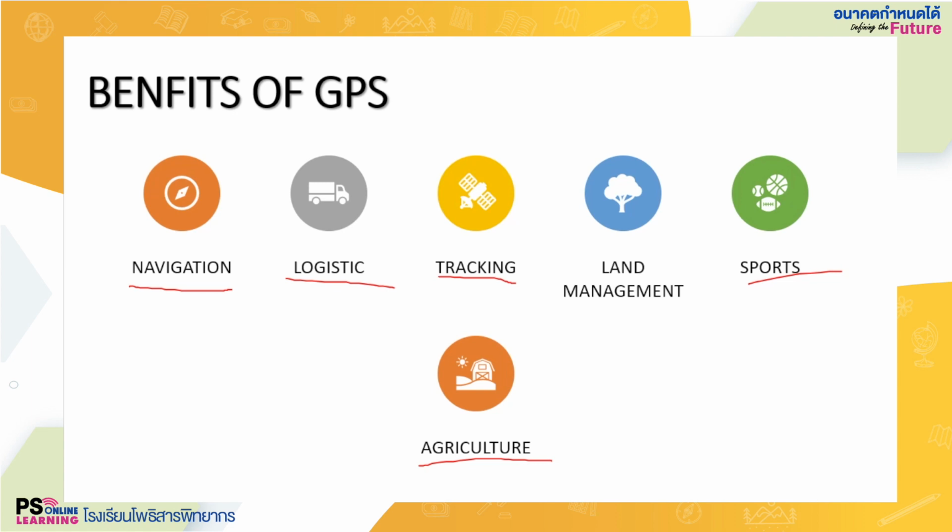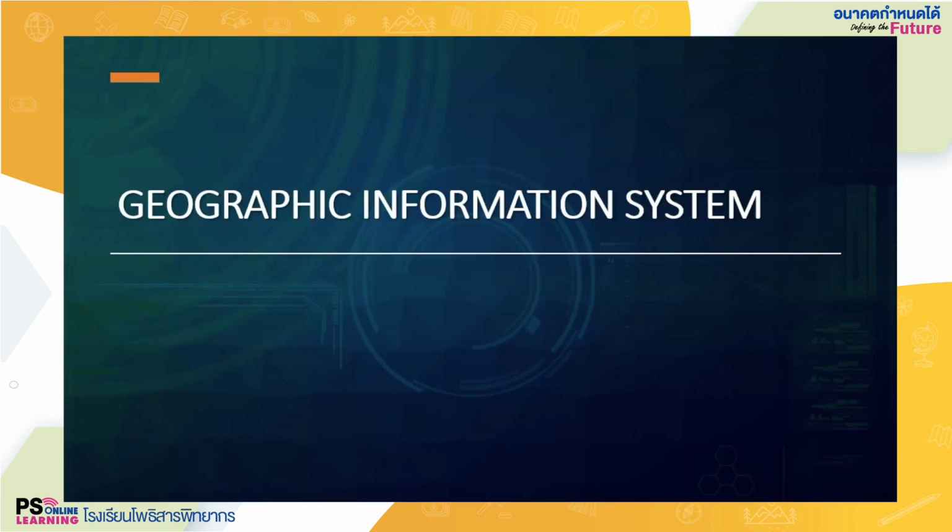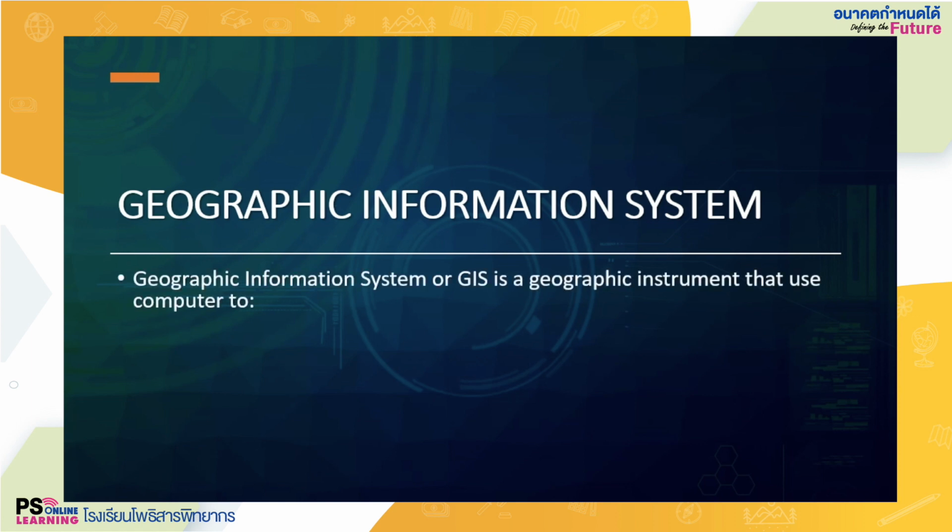Okay, let's move on. Now we talk about the geographic information system, the last one of the three, right? So what is a geographic information system? It is a geographic instrument that uses computer tools to what?